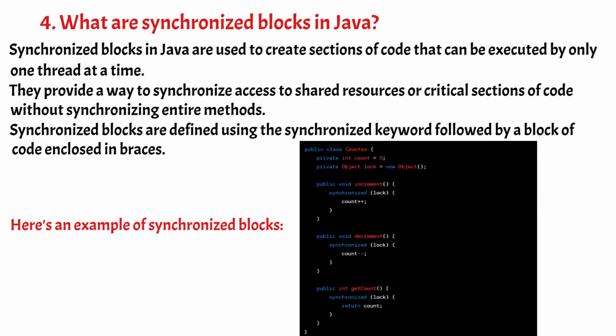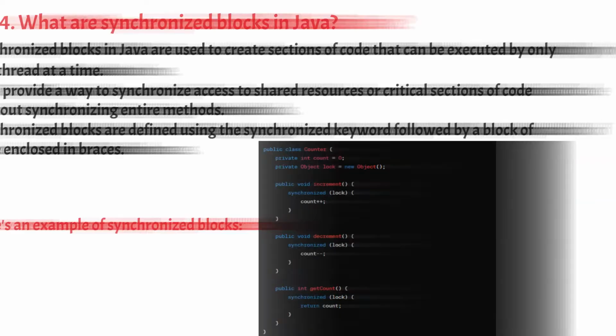Here's an example of synchronized blocks. In the above example, the synchronized blocks are used to ensure that the increment, decrement, and getCount methods of the Counter class can be accessed by only one thread at a time, ensuring thread safety. The lock object is used as the synchronization object, allowing multiple methods to synchronize on the same object and achieve the desired synchronization behavior.